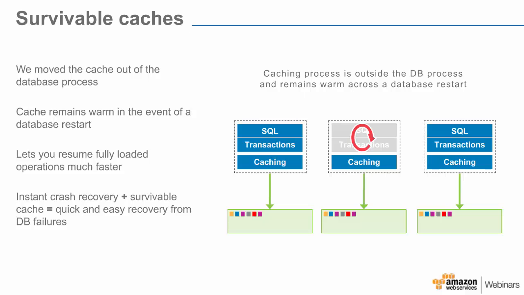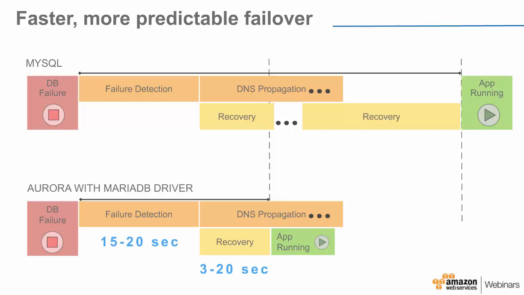Now you couple this with the instant recovery. What that means is immediate availability, because the instance comes back immediately right after the cache, because it doesn't have to wait for the redo log to be applied, and your cache is ready to go. It's still warm. And with a standby, the failover is also much faster and much more predictable compared to RDS for MySQL.